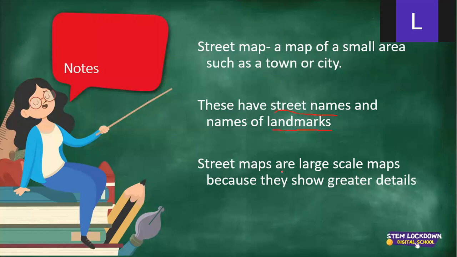Street maps are large-scale maps because they show greater detail. For example, the scale will be like 1:100. Okay, this basically means the map is 100 times smaller than the actual city or the actual place, right? So it gives much more detail. You can see much more detail. So they are called large-scale maps.